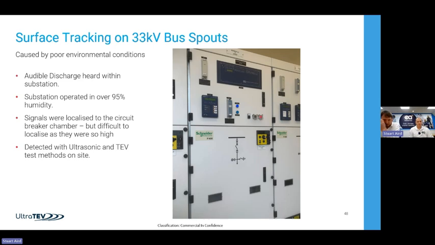And the signals were located to the circuit breaker chamber, but difficult to localize, because quite often when you've got very, very high levels, it does become challenging to see, okay, well, that one's a bit quieter than this piece. So trying to use directional microphones, etc., becomes very, very helpful at that point.